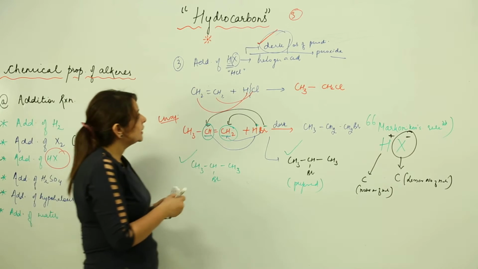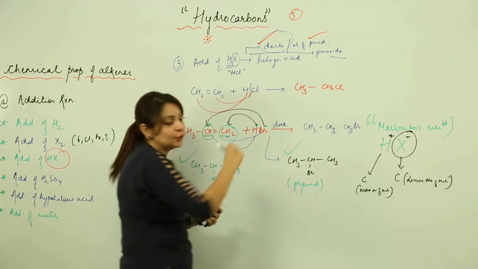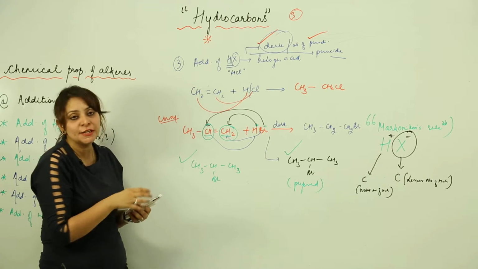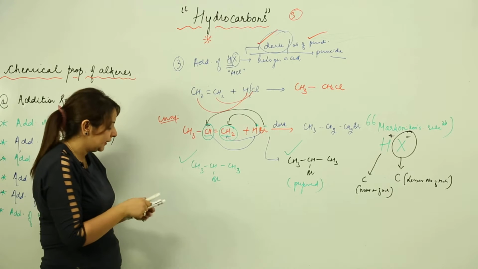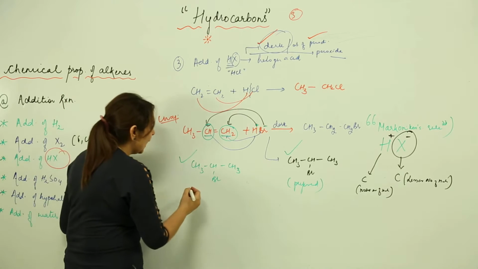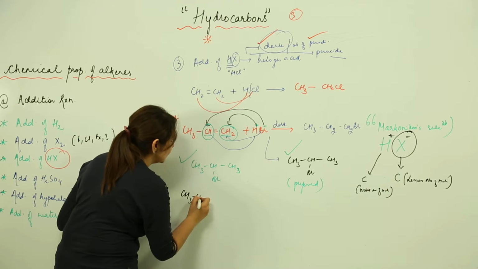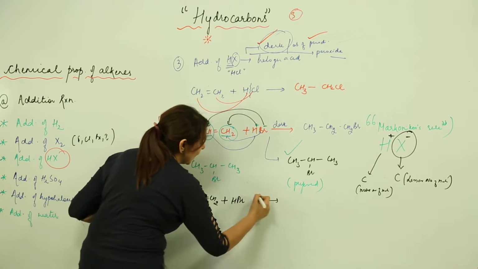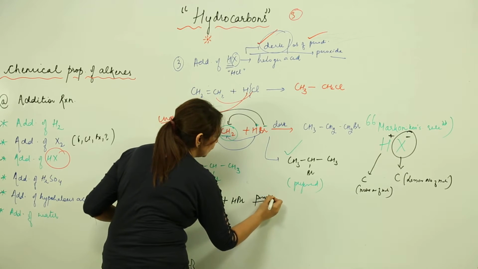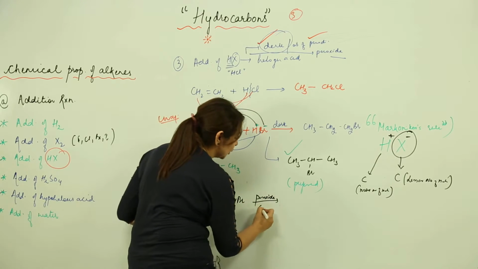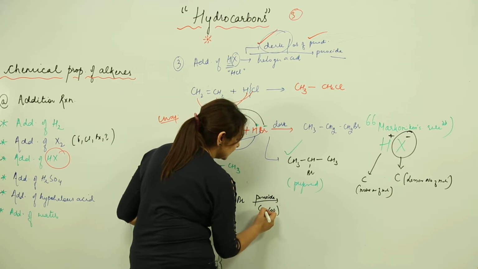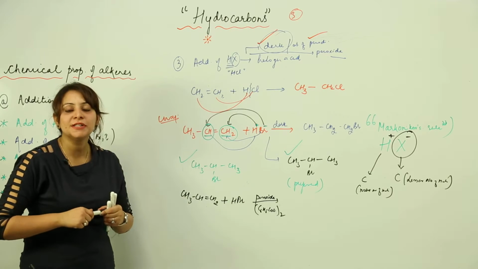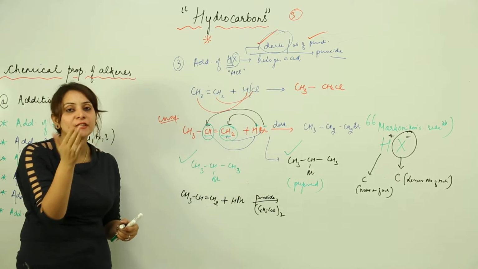Now, we have done this reaction in the presence of dark. This is what I have shown you, right? But we can do this similar addition in the presence of peroxide also. Let's see where the difference lies. Suppose I have an unsymmetrical alkene, again the same one. I am going to add HBr, but this time I am going to do the reaction in the presence of peroxide, let's say benzoyl peroxide. Its formula is (C6H5CO)2O2.